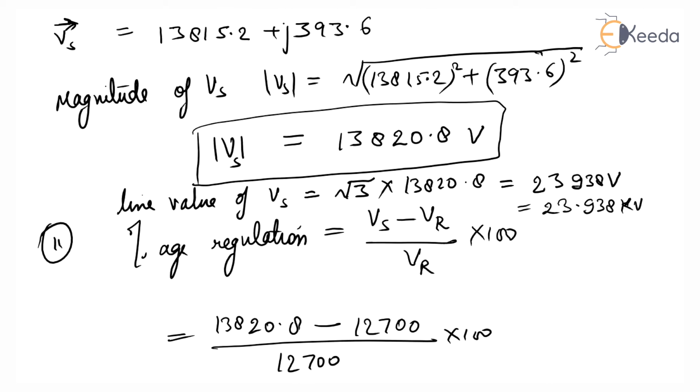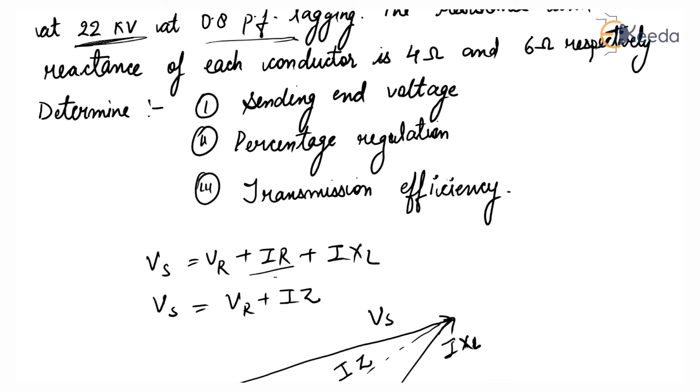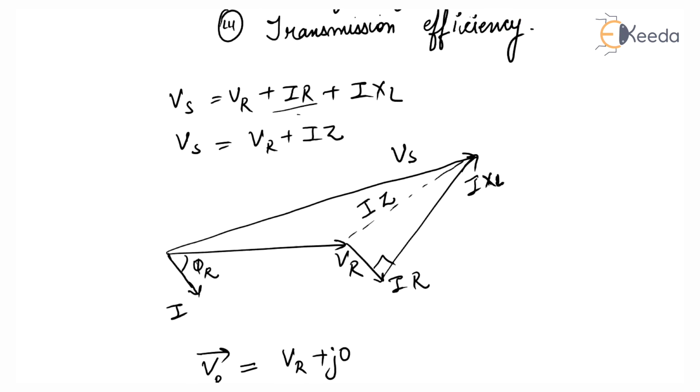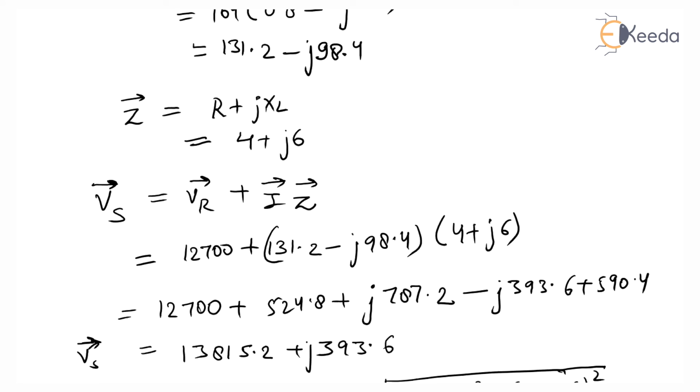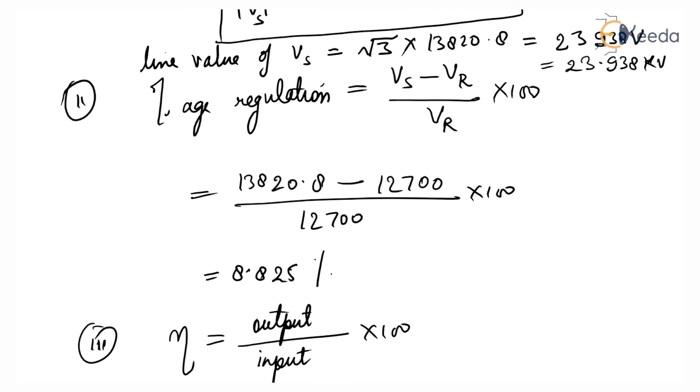Second, we have to find out the percentage regulation. We know the direct formula for the percentage regulation. Percentage regulation is equals to Vs minus Vr by Vr into 100. So we just need to put the value of Vs and Vr. Vr is given 5000 and Vs we just calculated in part number 1. So Vs is equals to 13820.8. So percentage regulation is 8.825%.